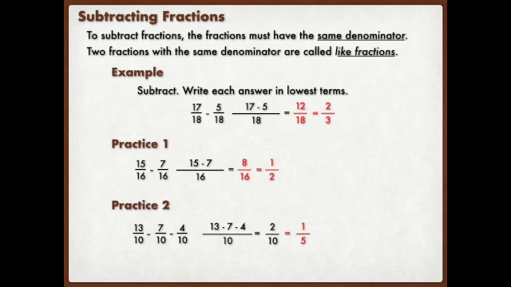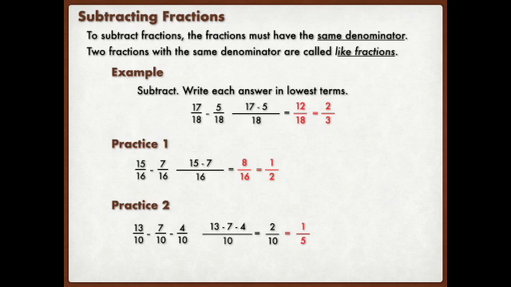Okay, now we're going to move on to our last little part here, and that's subtracting fractions. Now, to subtract fractions, they must have the same denominator, and that's going to be focusing again on like fractions. That makes it very easy. I keep the denominator the same as you look in the example. Okay, 18 stays the same. But we subtract the numerator. So 17 minus 5 is going to be 12 over 18, and then I can simplify that into 2 over 3.